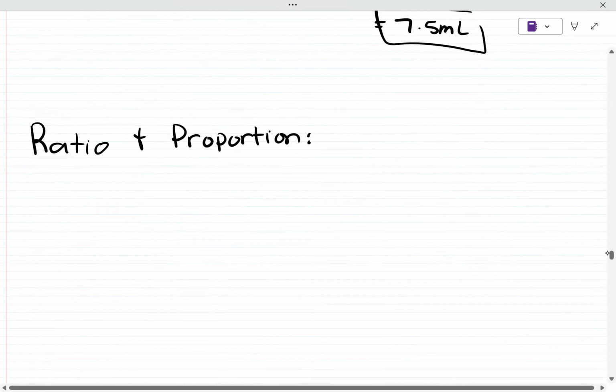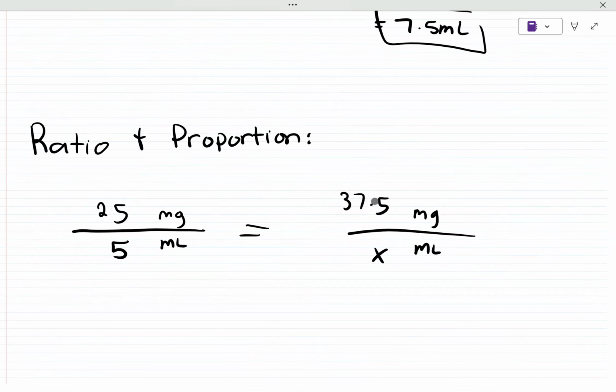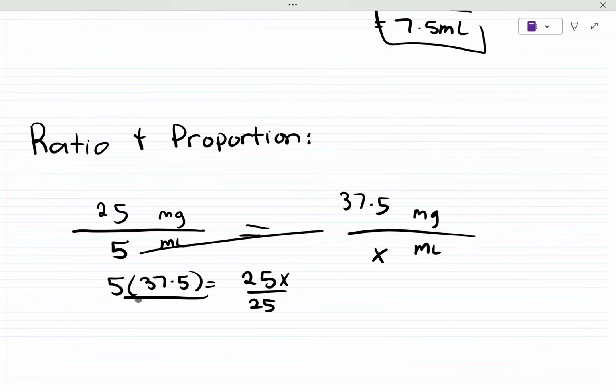Ratio and proportion. So it's going to be a fraction. I need to put milligrams on the top, milliliters on the bottom. Availability was 25 milligrams for 5 milliliters. We want to know how many milliliters for 37.5 milligrams. Cross multiply, so it's 5 times 37.5 equals 25x, divided by 25, and you get 7.5.